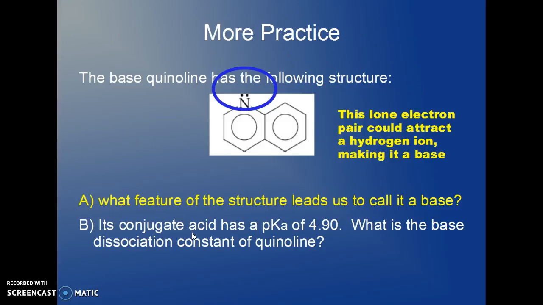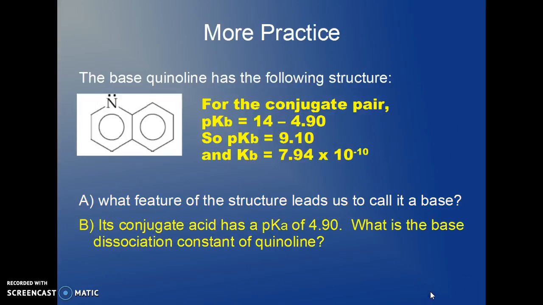So what is the base dissociation constant of quinoline? Use the method we just showed you. The easy way to do this is to see that the pKb is 14 minus 4.90, which is of course the pKa. So the pKb is 9.10, and that means that the Kb is 10 to the negative 9.10, or 7.94 times 10 to the negative 10th. So that's what you do if you have the Ka to find the Kb of the conjugate base.